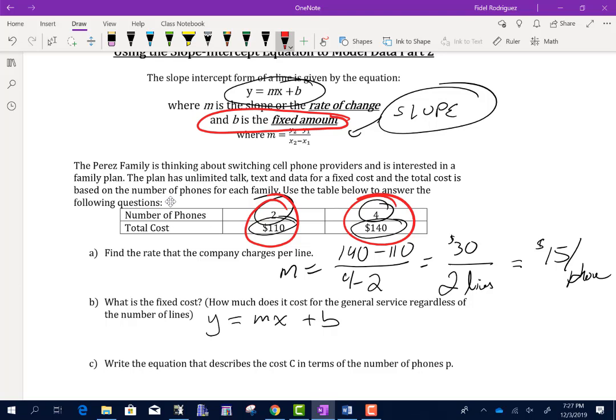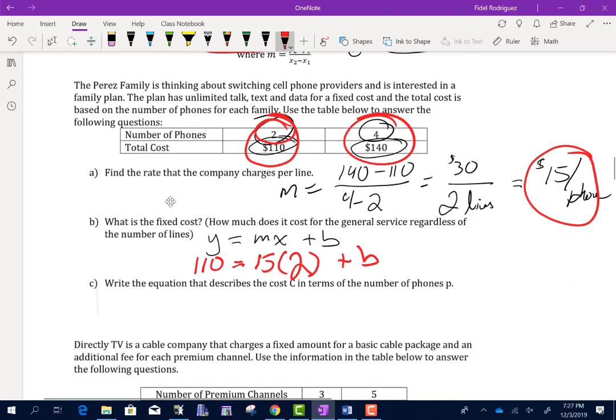So if I were to use this point here, where the Y would be, I'm going to write the number 110 equals, didn't we just find a number for our M? 15, right? Okay. Well, my phone bill is $110 when I have how many phones? When we have 2 of them, right? Okay. Now we just need to find the value of B.